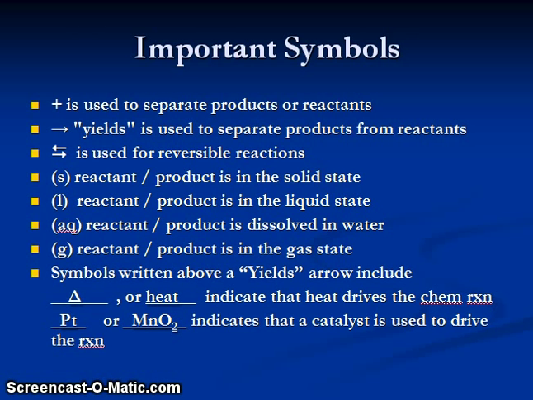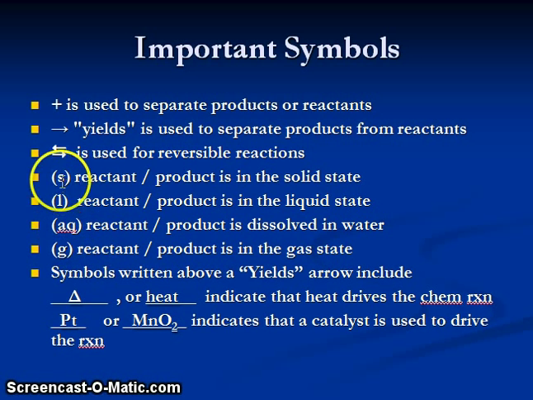There are a number of important symbols that you will use in order to write chemical equations or chemical reactions. We use the plus sign to indicate a difference between products or reactants. The arrow here means yields or produces. It's used to separate products from reactants in the equation. This is a special type of arrow that's used for reversible reactions, reactions which can form products, and then the products could actually react again to reform the original reactants.